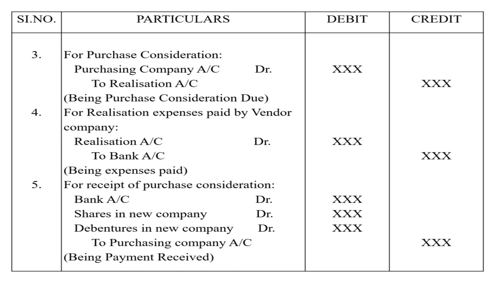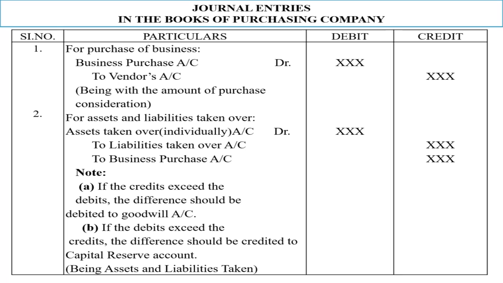to purchasing company. Then in the books of the purchasing company, the following journal entries will take place. For purchase of business: Business purchase account debit, to vendor company. Then for assets and liabilities taken over by the purchasing company: Assets taken over account debit, to liabilities taken over account, to business purchase account. Note, if the credit exceeds the debit, the difference should be debited to goodwill account.